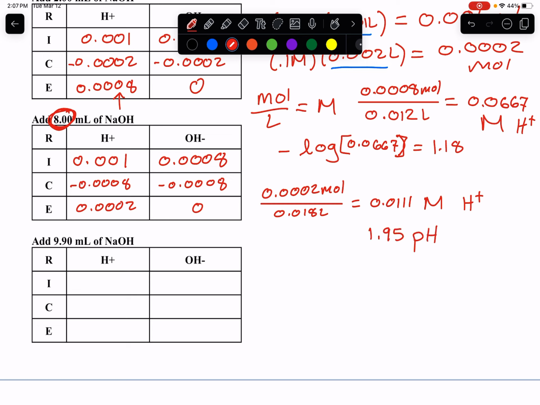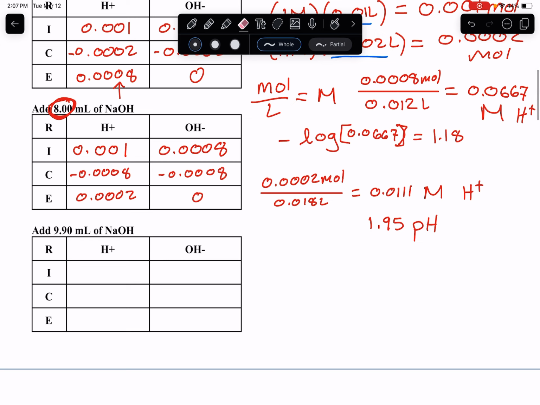All right, so now we have 9.9 is how much we're adding. We have 0.001, and then we're going to have 0.00099. This is still the limiting reactant, only by a tiny amount though. We're going to subtract 0.00099.